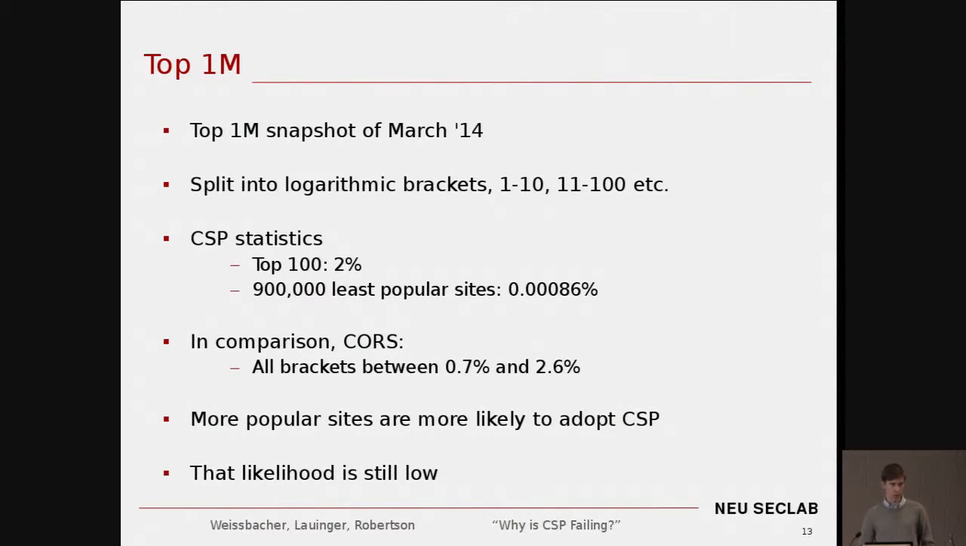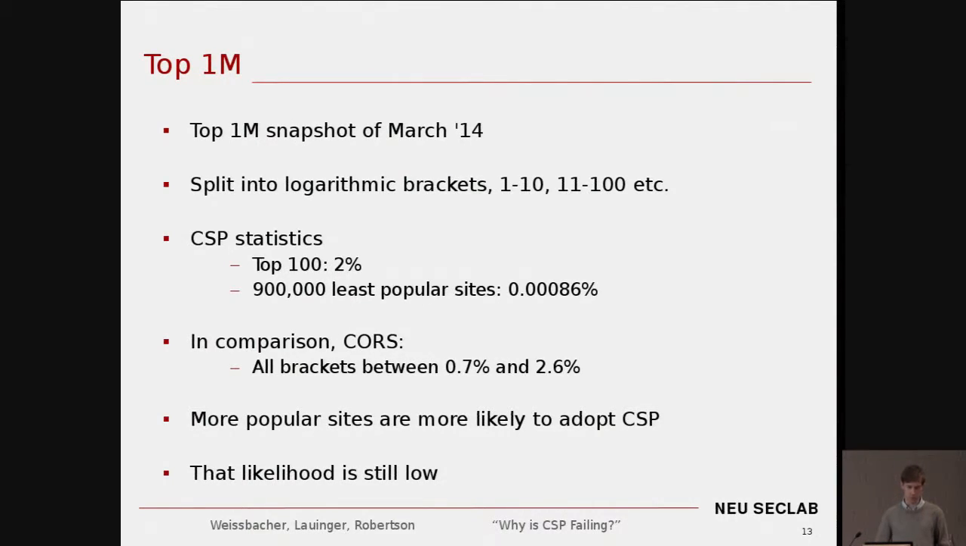So what we also did next is we drilled down in this snapshot of the top 1 million. We split this into logarithmic brackets, so 1 to 10, 11 to 100, etc. And so we were curious, how is this usually distributed between popular and less popular sites. In the top 100, only 2 sites use this. In the least popular bracket, it was just this very small number. And in contrast to CORS, which was way more even. So all brackets were between 0.7 and 2.6.